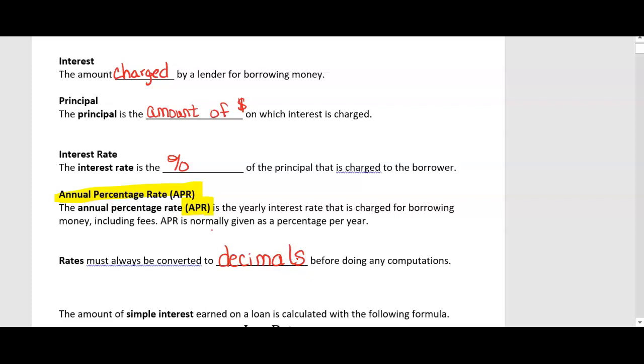For example, if you have 83%, remember that the word percent means per hundred, and we move the decimal point 2 times to the left, giving us a decimal of 0.83. Likewise, if I had 7%, my decimal is still here at the back, and when I move that twice, I get 0.07. So always remember your percentages have to be converted to decimals in order to do your computations.